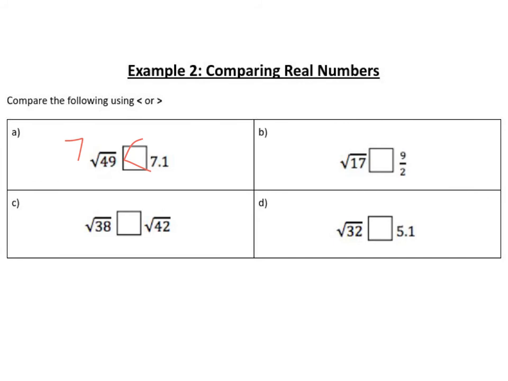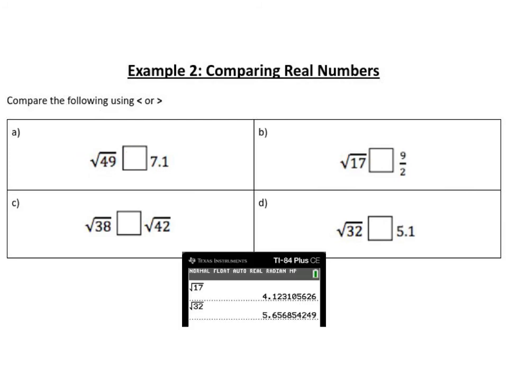If we're looking at the square root of 17 compared to 9 over 2, we're probably going to need a calculator for this one, so let's plug that in and see what we get. The square root of 17 is 4.1. And if we look at 9 halves, that is 4.5. So 4.1 is less than 4.5.